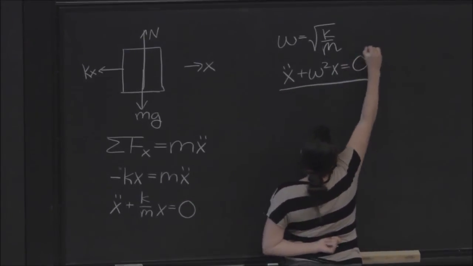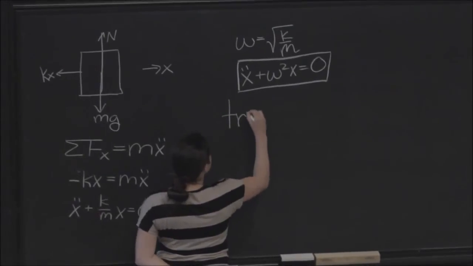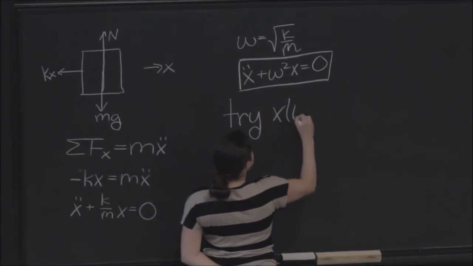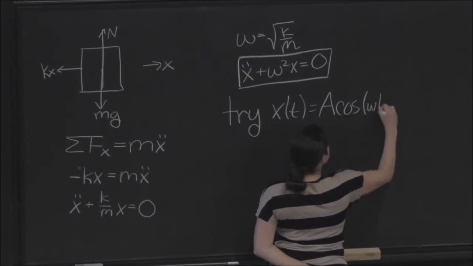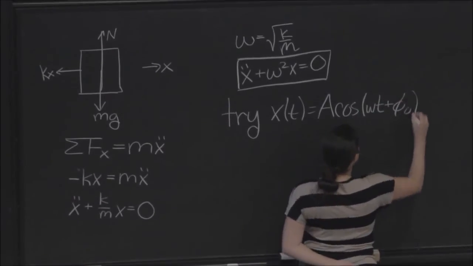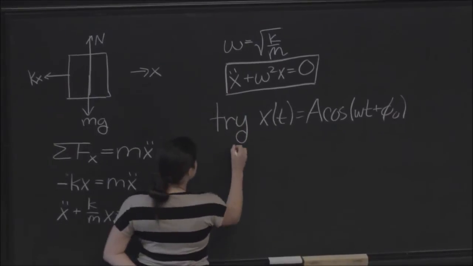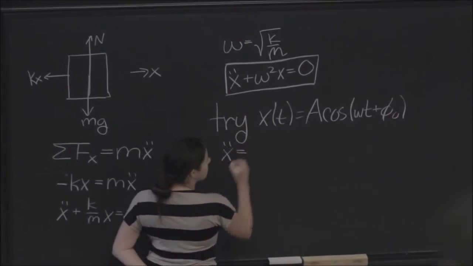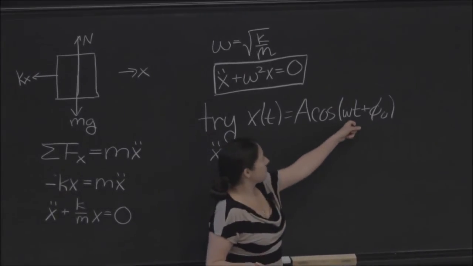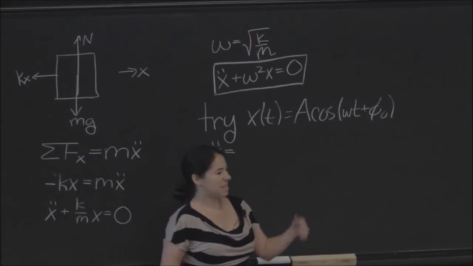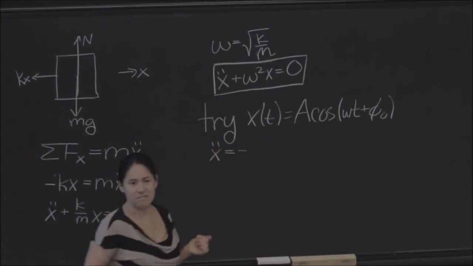Okay. So if we want to try x of t equals A cosine of omega t plus phi naught. Okay. What is my second derivative? What is x double dot going to be? Let's see. I take the cosine, I'm going to get the derivative of what's inside. I'm going to get negative sine. The derivative of what's inside is what?